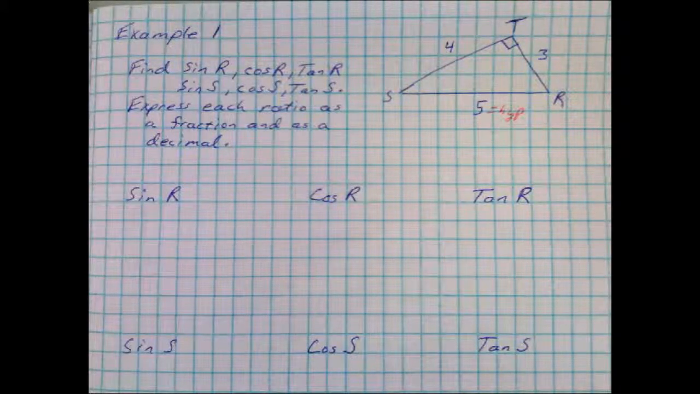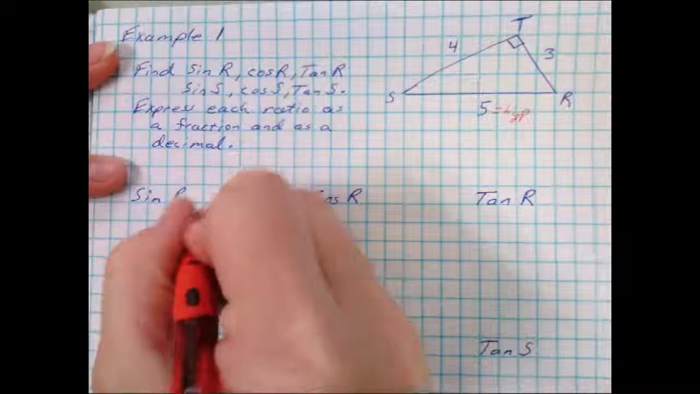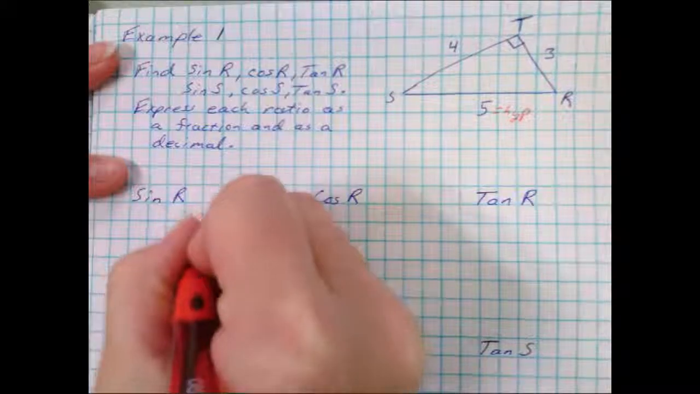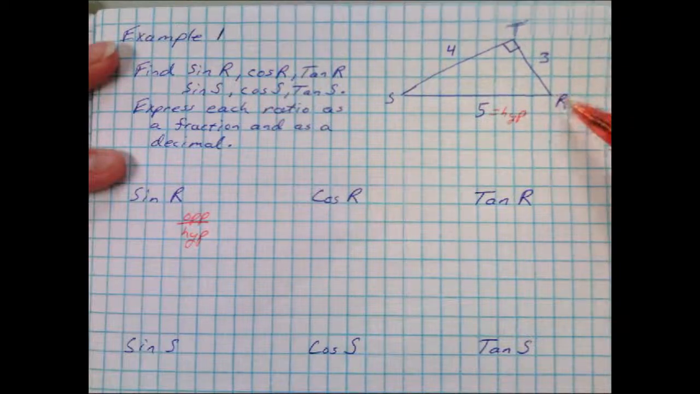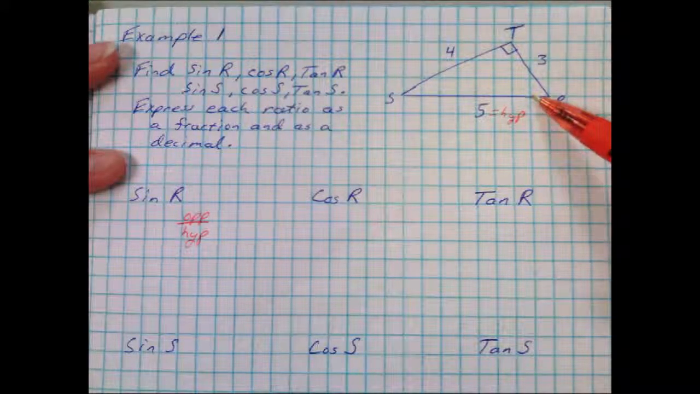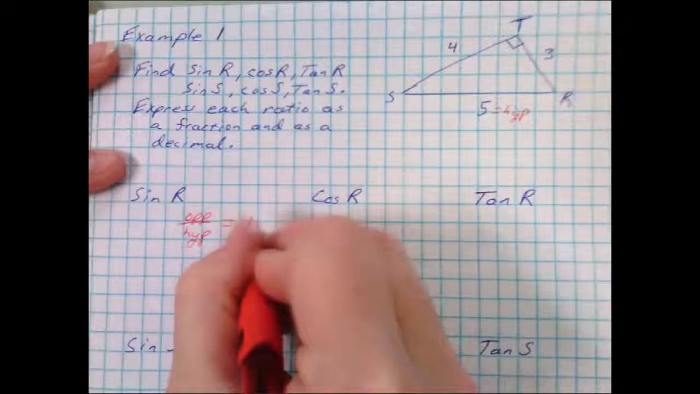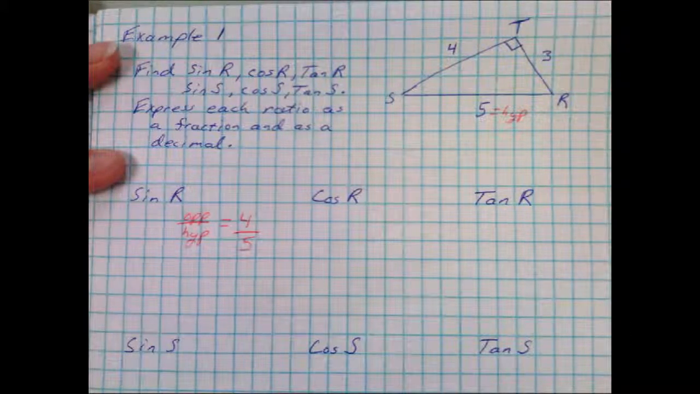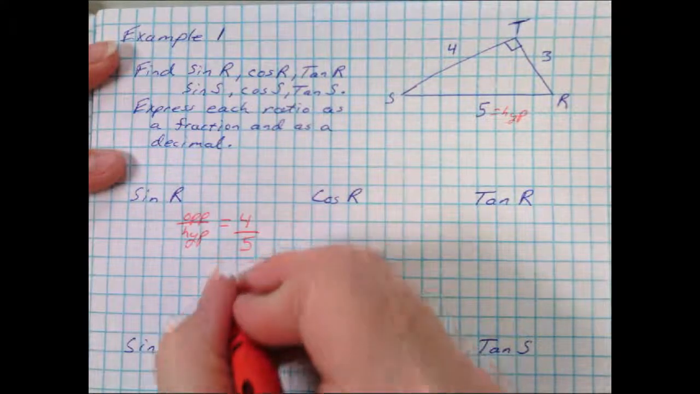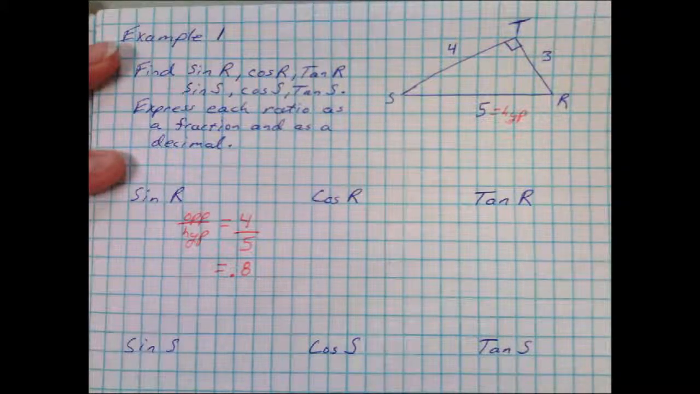So we're going to be setting up our ratios for angle R to begin with. We're looking at sine of angle R. If you remember, sine means opposite over hypotenuse, so I'm just going to write that down here. We're looking at angle R, that's right here. The side opposite of R is 4, so that equals 4 over the hypotenuse, which is 5. 4 over 5. So that gives us a decimal of 0.8 or 8/10.